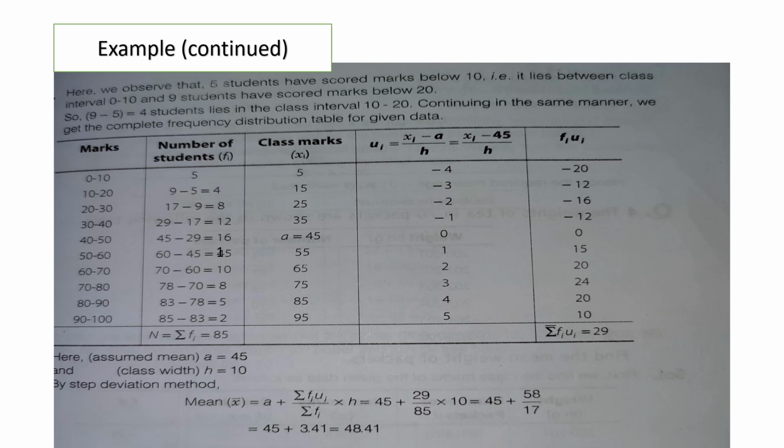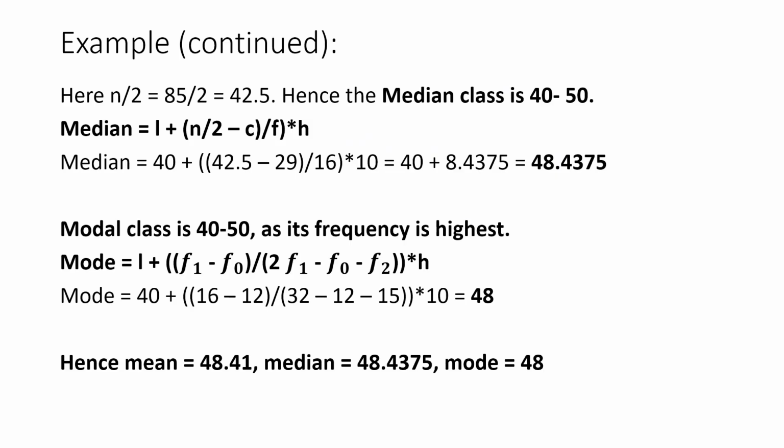Then we find fi ui, and the total of fi ui is 29. According to the formula, A plus sigma fi ui upon sigma fi into h. So 45 plus 29 upon 85 into 10, which gives the mean as 48.41. Next we find the median.